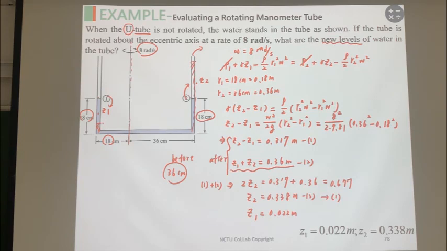Okay, so this is very important. Usually we need to consider this for rotating flow under these problems. If your speed is high enough, the liquid will flow out, and that is not correct.